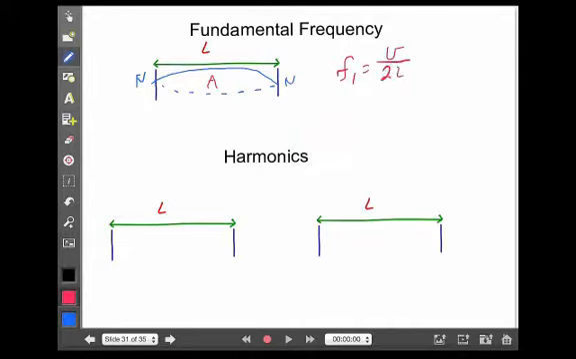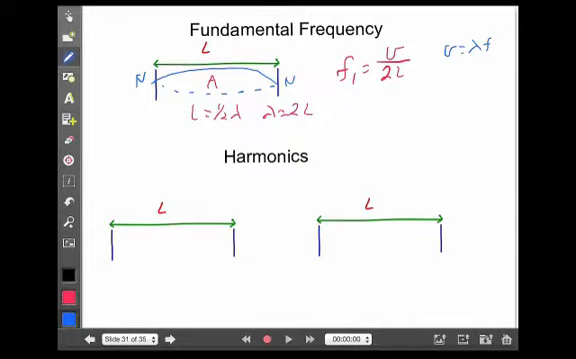Now, if you recall, that twice the length part is because in order to get a full wavelength, well, at the fundamental, the length is only half of a wavelength. So lambda would be twice the length. So again, this is really just this same equation, v equals lambda f all over again.